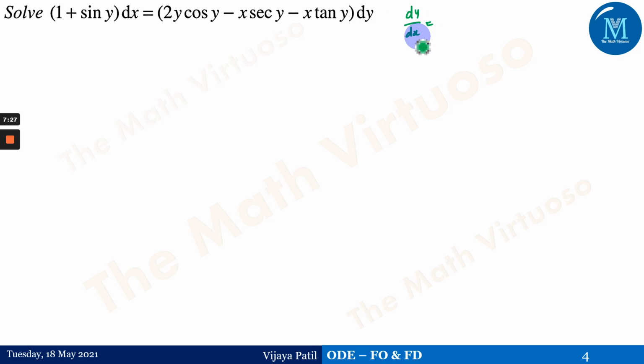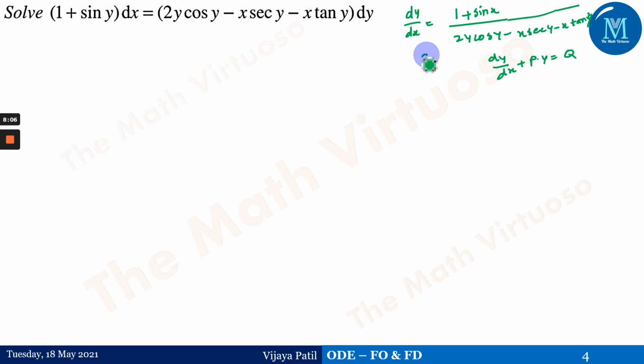If I try to do it with dy upon dx, it will be a little complicated, because we'll have it as (1 plus sine of x) upon this (2y cos of y minus x sec of y minus x times tan of y), right? And this is very difficult for us to solve, because we need to express this as dy upon dx plus P into y is equal to Q. It's not possible to express this particular equation in the format of dy upon dx. That's the reason we have to explore the other format, that of dx upon dy.